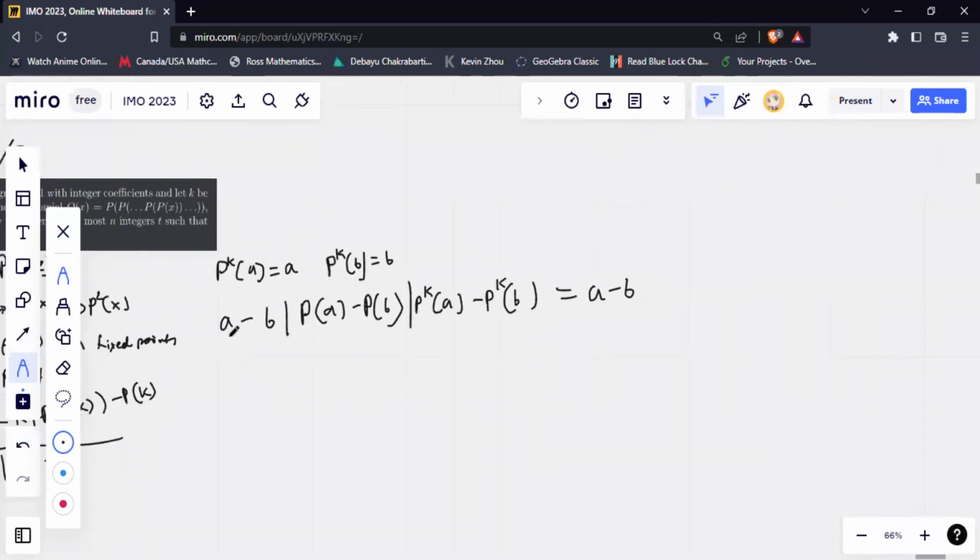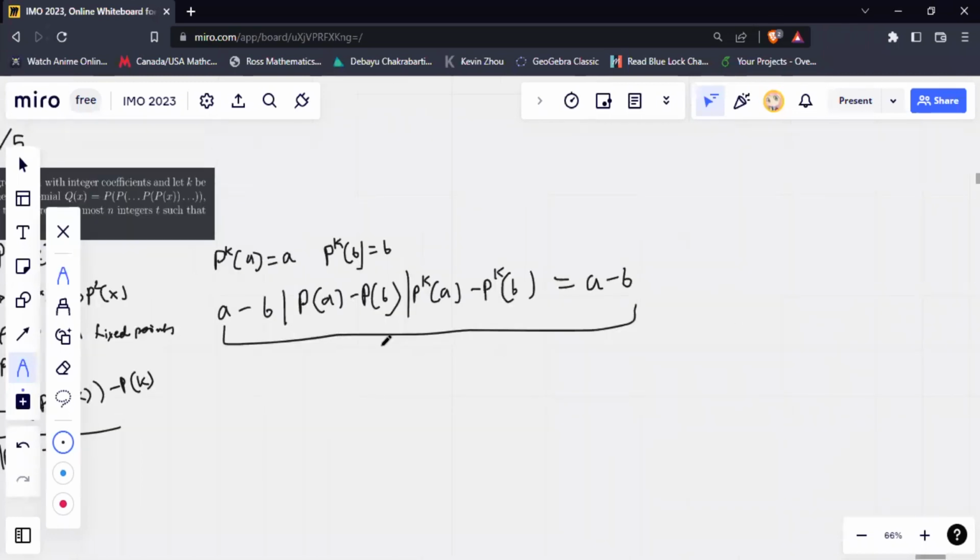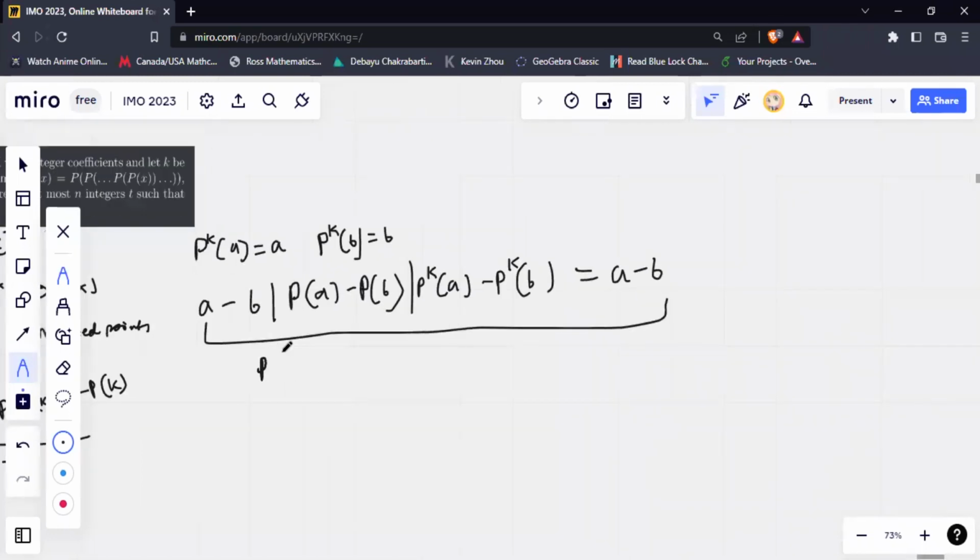Okay, so we have equality. And this means that P of a minus P of b is either a minus b or b minus a. We can write it as this, right? Yes.